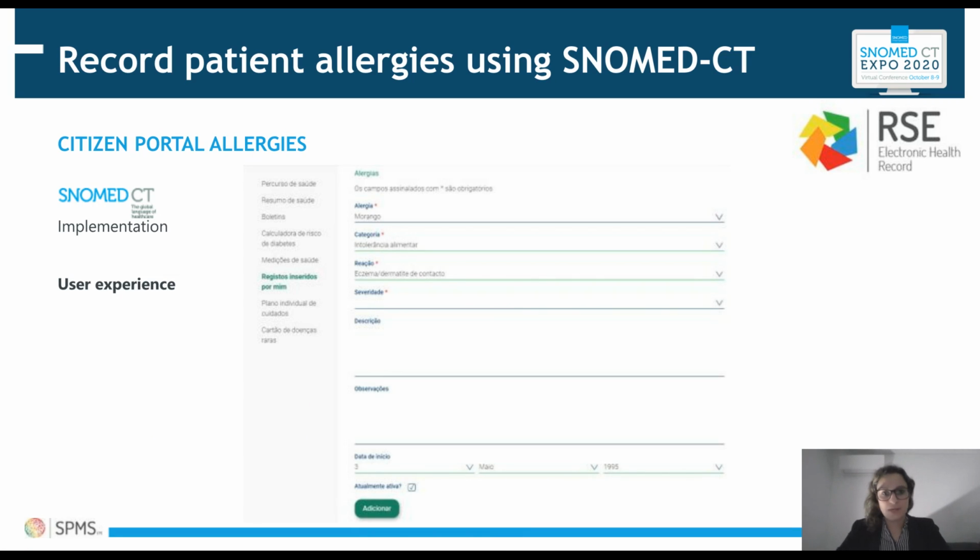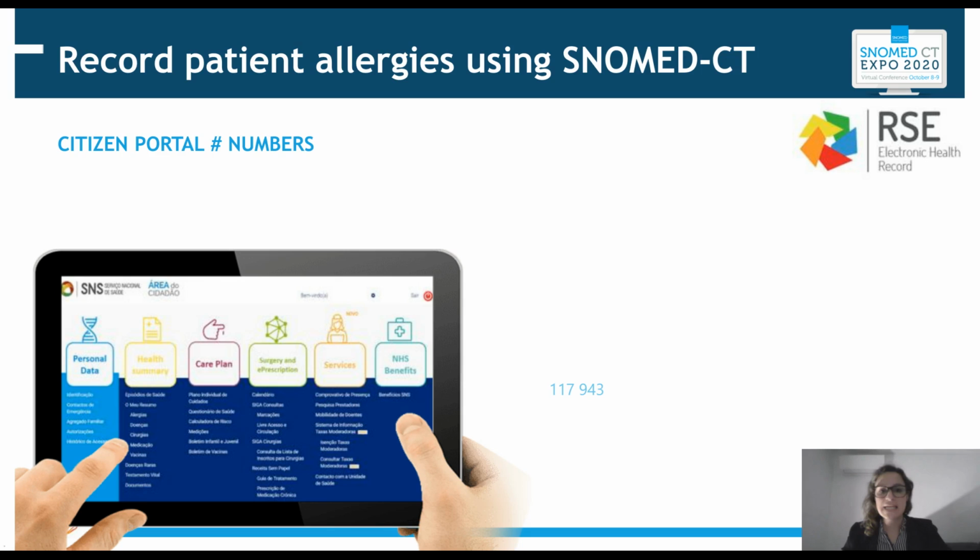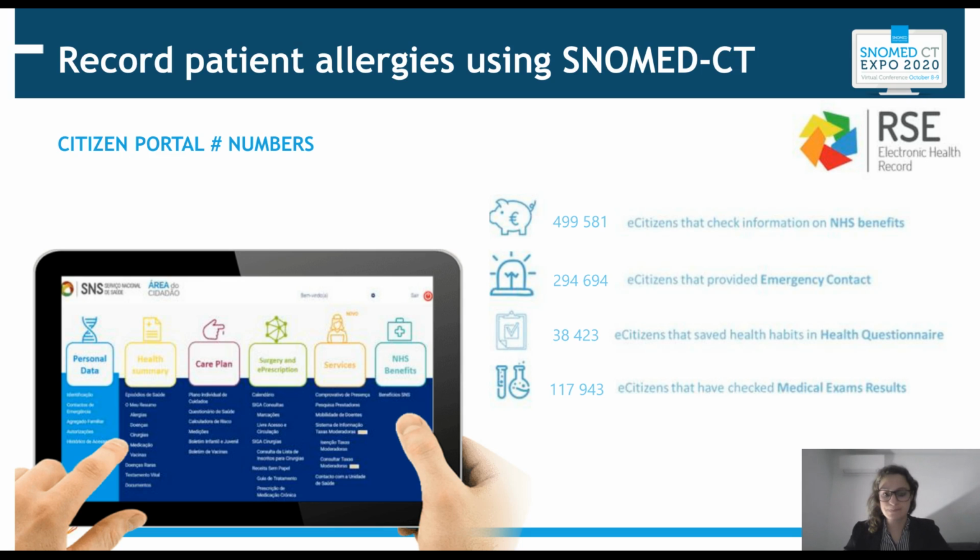In the citizen area, we also have a section where the user can proactively post their allergies and share them with the health professionals. We are currently working on the implementation of SNOMED CT. Soon we will also launch a new version of the citizen area where we improve accessibility, usability, and navigability, and we will then evaluate whether all these improvements will make it easier for users to register and access their health information, including data like allergies.